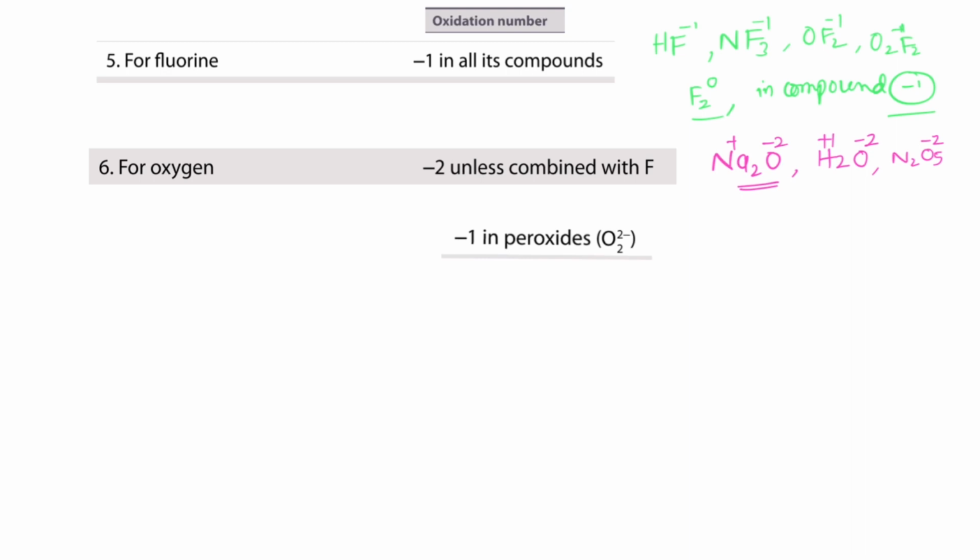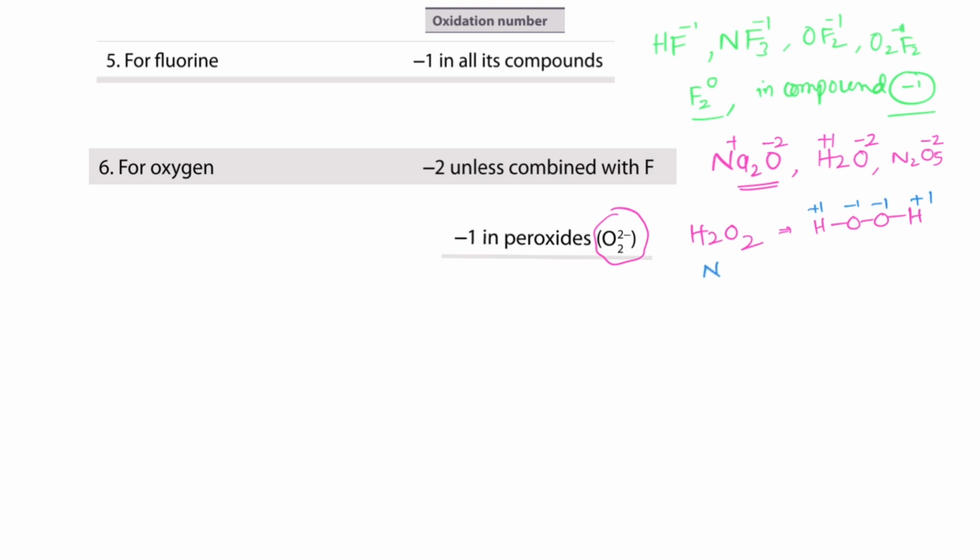Oxygen shows the minus 1 oxidation number in peroxide. The peroxide formula is O2 2 minus. A well-known example is hydrogen peroxide, which can be represented as HOOH. Already we know that hydrogen shows the plus 1 oxidation state, so here oxygen shows the minus 1 oxidation state.